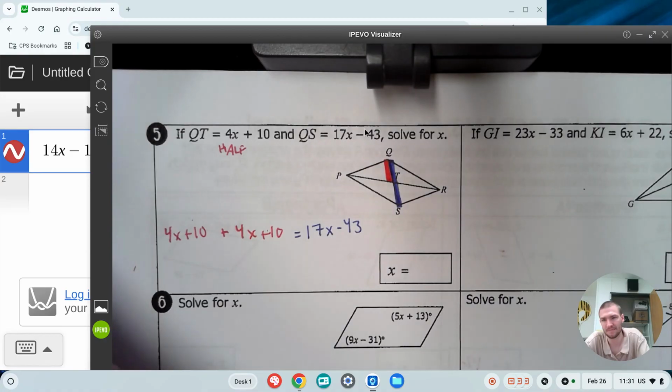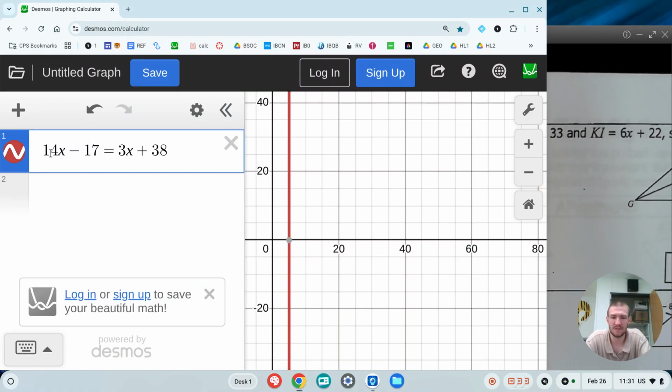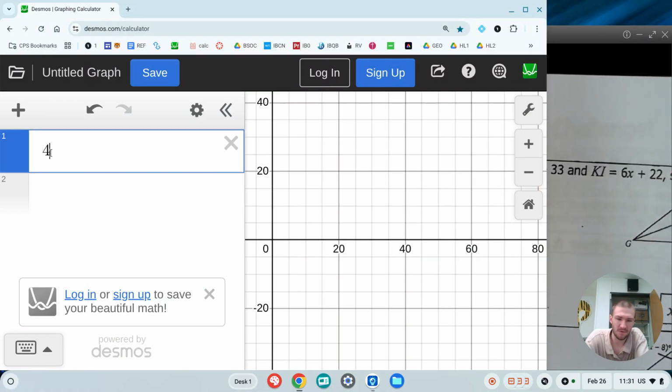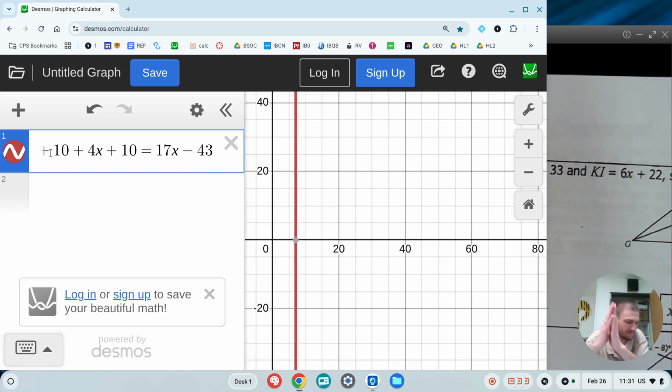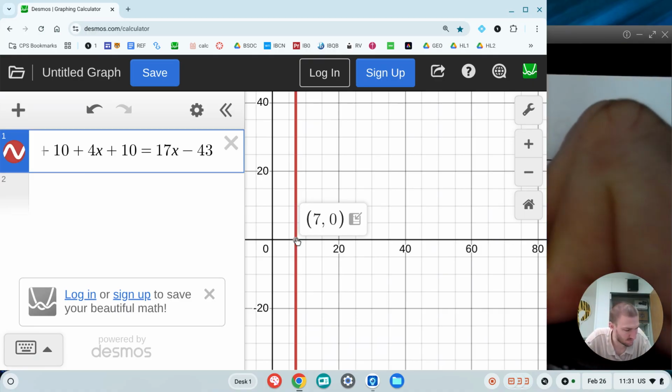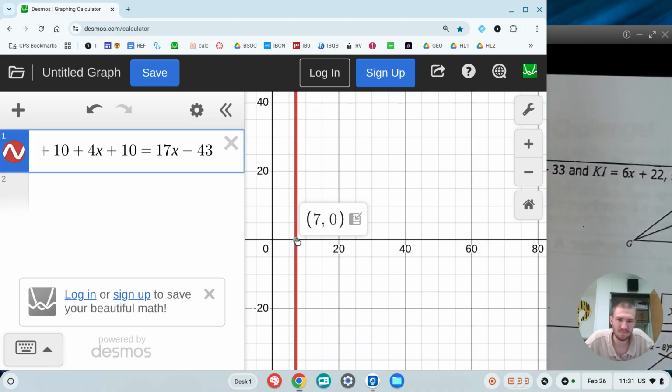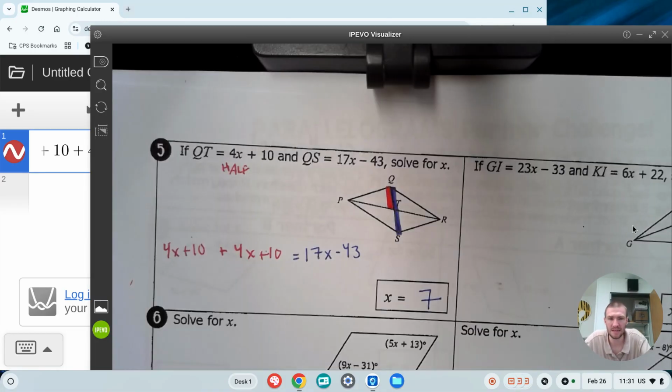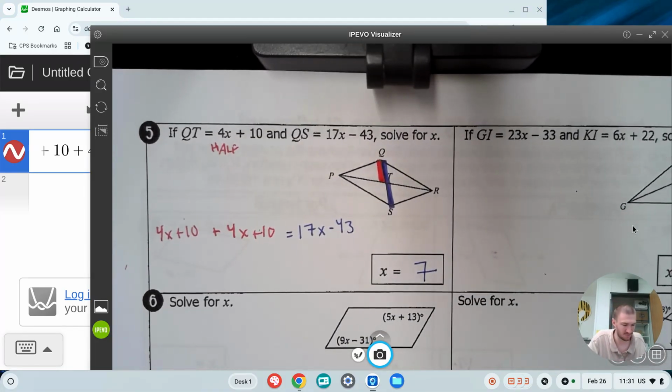Now, this is not too bad. We just go to Desmos and we have 4x plus 10 and another 4x plus 10 should be equal to 17x minus 43. And it's looking like 7. X equals 7. Okay, altogether pretty easy so far, not too bad.